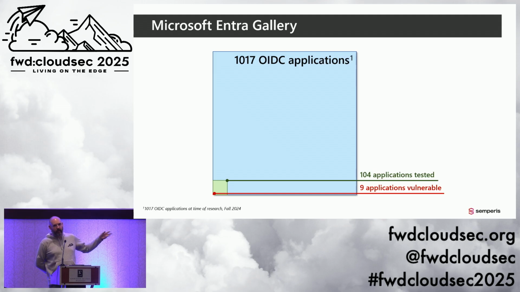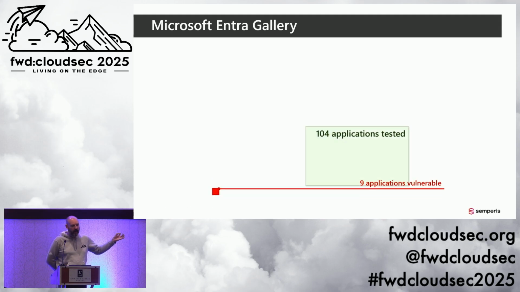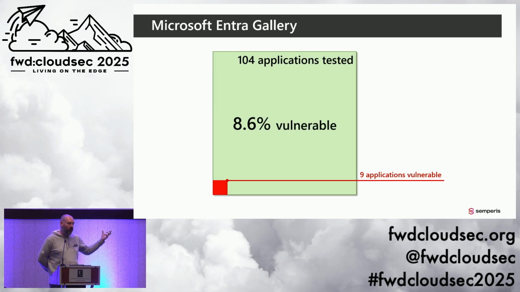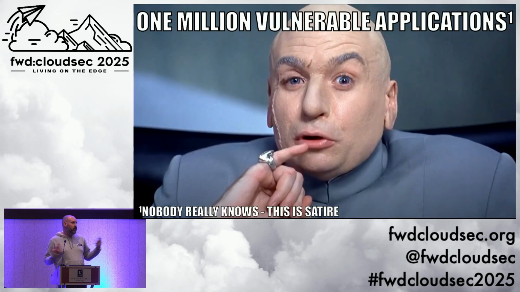And you may look at this and say, well, that's sort of a drop in the bucket. But if we look at it a different way, that's 8.6%, or if we're generous and round up to 9, out of our testing that were vulnerable. One of the things I've been asked a lot is, how many applications do you think are actually vulnerable out there? And we don't really know.